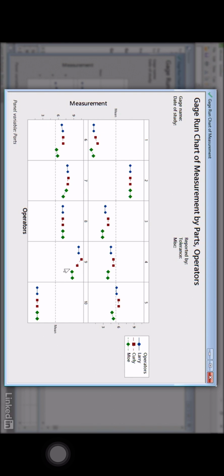It's a very nice visual chart to see what's going on, to pinpoint where the inconsistencies are, so that you can train them on it and provide the correct training and procedures to rectify and improve the measurement system even further. So that's that for MSA with continuous data.